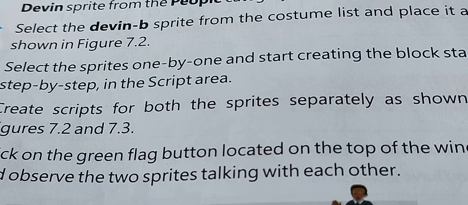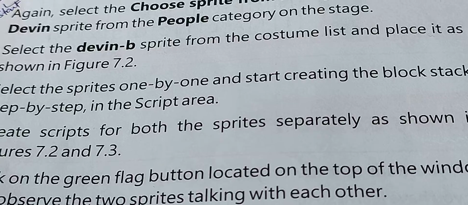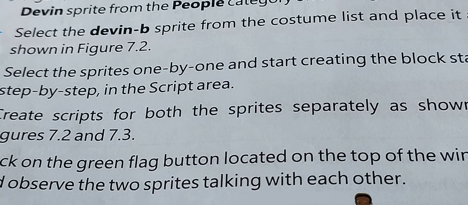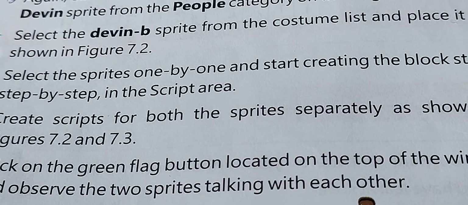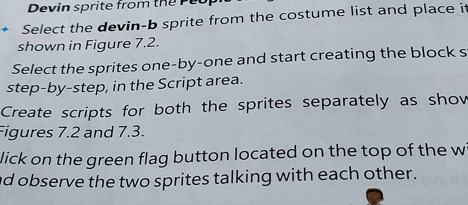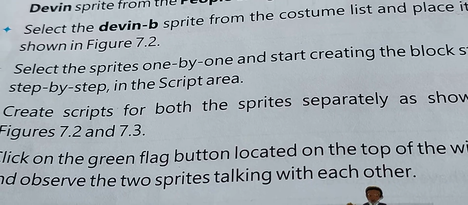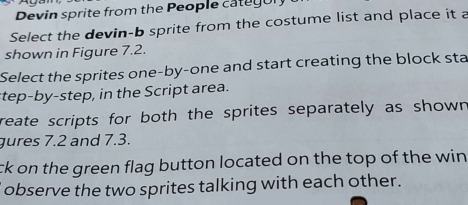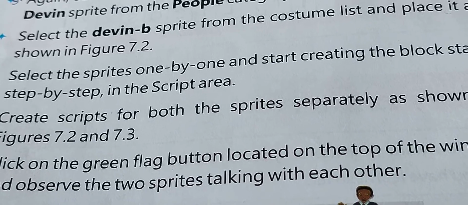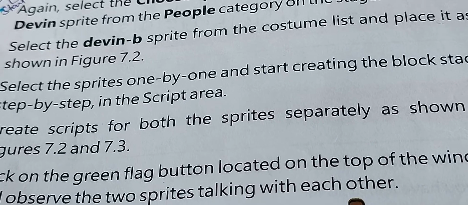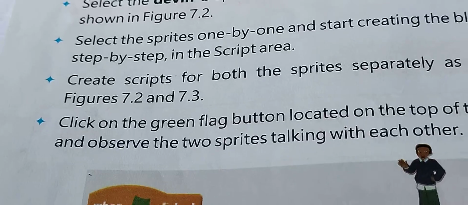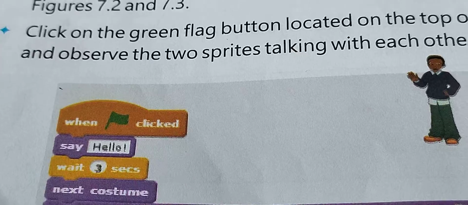What is a block stack? The coding that is written in the block area is known as a block stack. Step by step, whatever movement we want to do with the help of a sprite, we can create the blocks accordingly. Create a script for both, because there are two sprites working, so we need to write the script for both sprites. And then there is a click on the green flag.